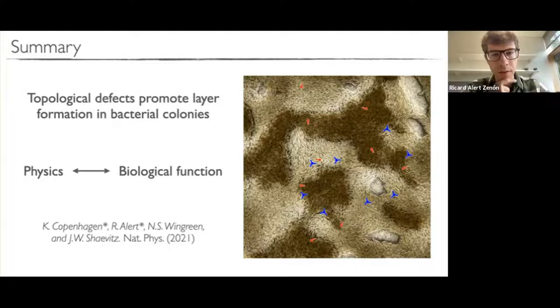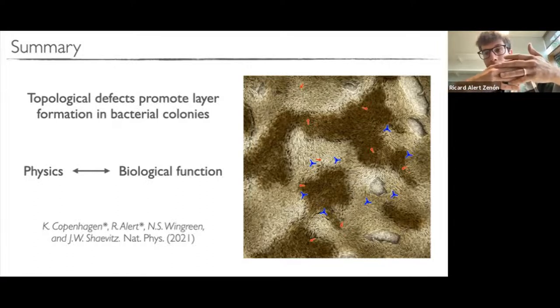Yes, excellent question. So that's something that we're very interested in, and we can't actually know for sure because the system is not transparent and we can only look at it from the top. And so we only know what happens at the topmost layer. But what we suspect is the following. What we think is that once the cells form a new cell layer, the cells on the top layer actually fall in the ridges of the cells on the bottom.